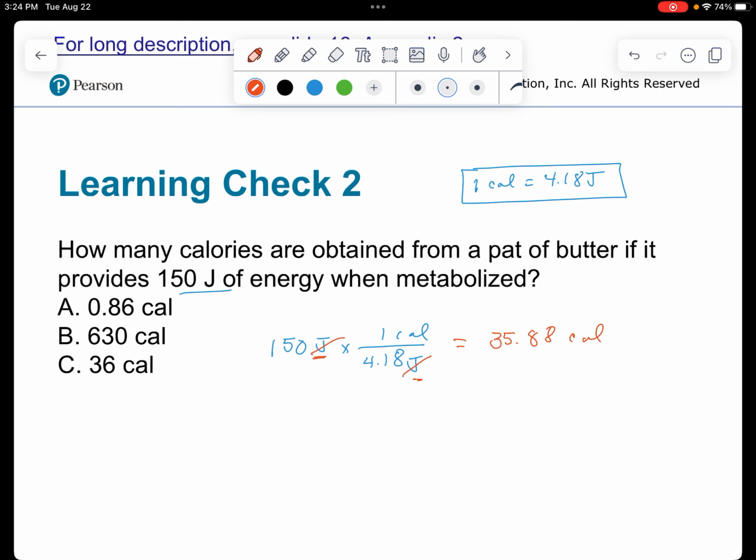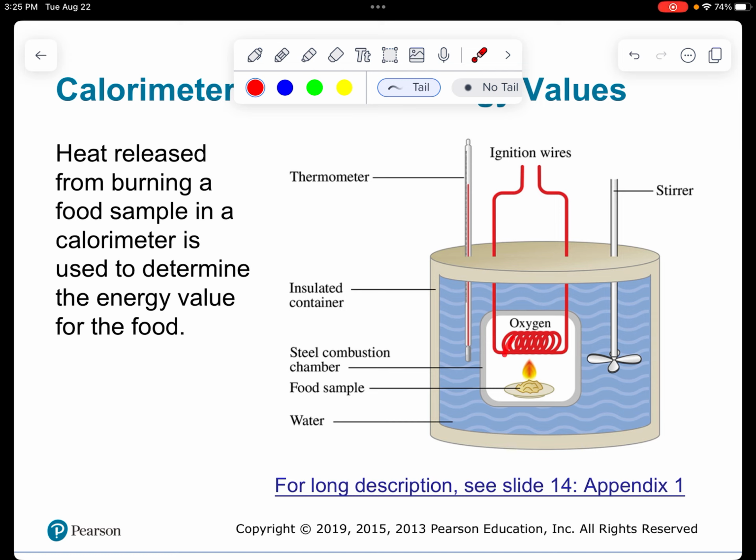There'll be a diagram, or I think a picture of one. Yeah. So here is a calorimeter. Your food sample is in here. This is a chamber where the food gets burned in the presence of oxygen. And then surrounding that is water.